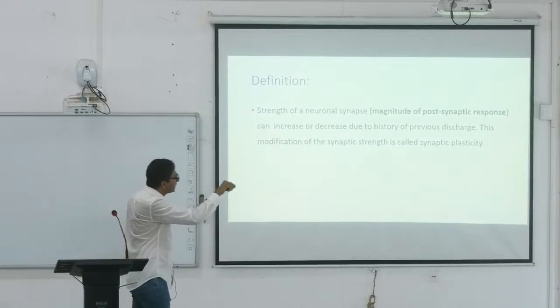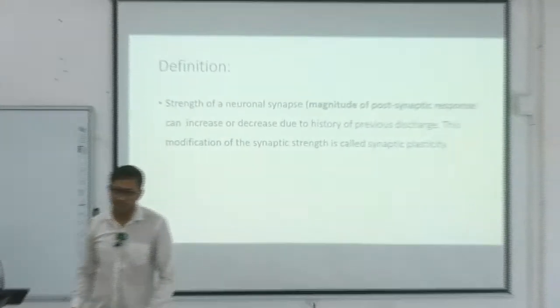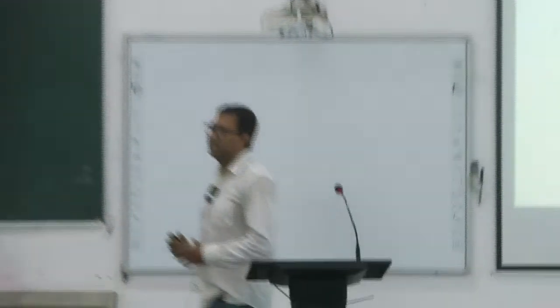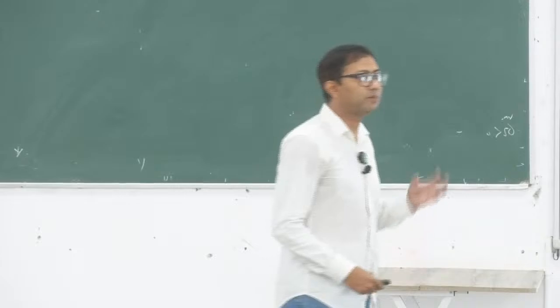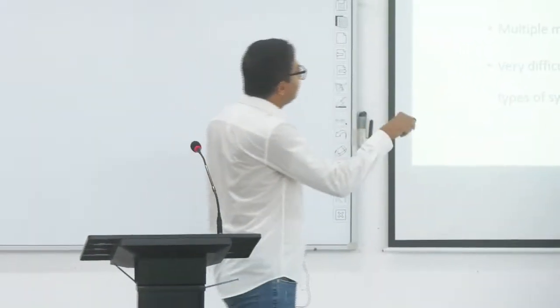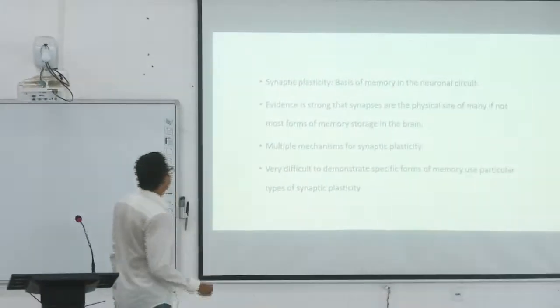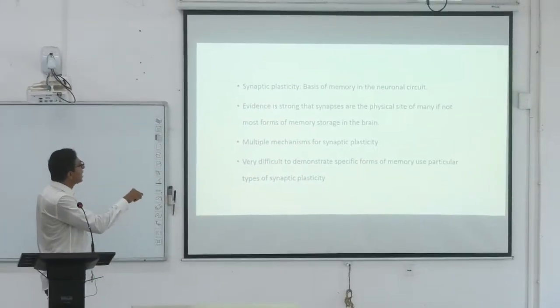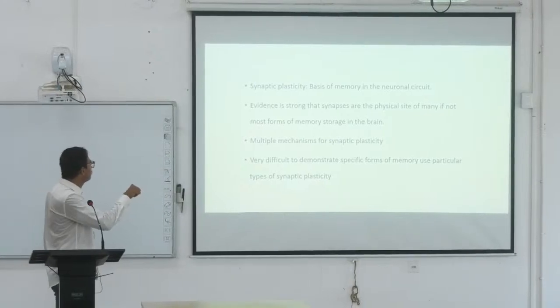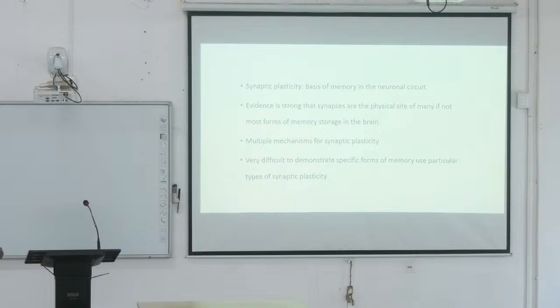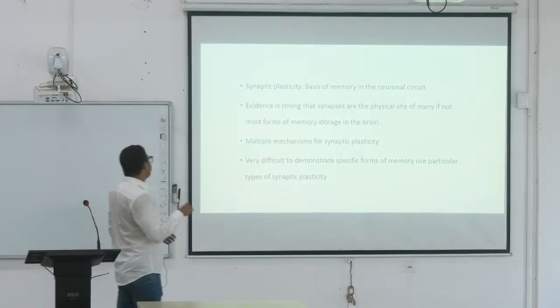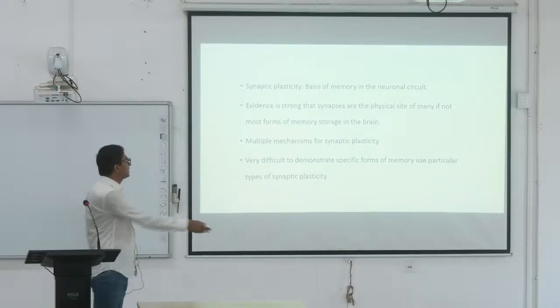This modification of synaptic strength is called synaptic plasticity, right? Modification of synaptic strength is called synaptic plasticity, and it depends on history of previous discharge, right? Synaptic plasticity is the basis of memory in the neuronal circuit. Evidence is strong that synapses are the physical site of many, if not most, forms of memory storage in the brain. And there are multiple mechanisms for synaptic plasticity. It is very difficult to demonstrate the specific form of memory and particular types of memory in forming plasticity, right?